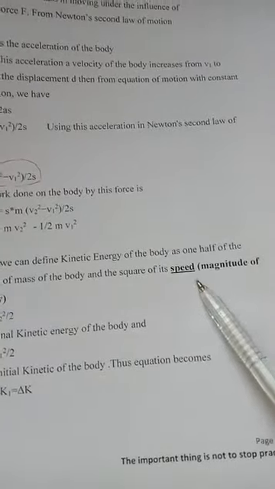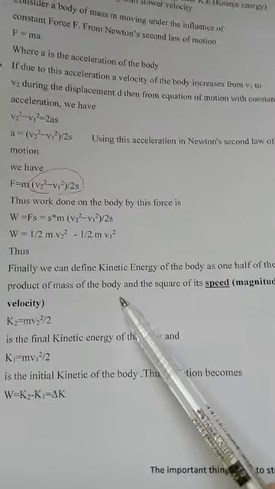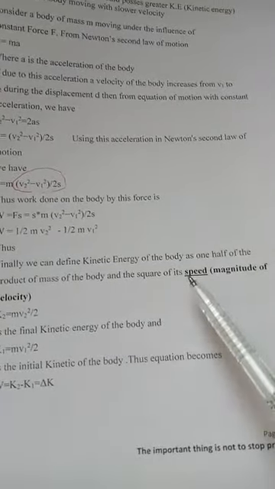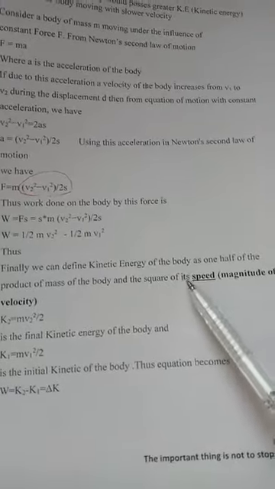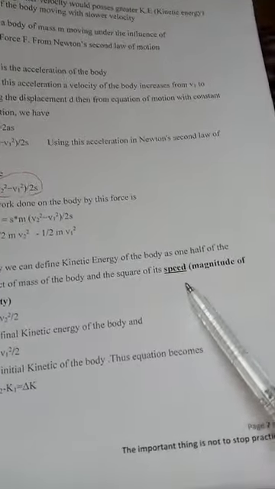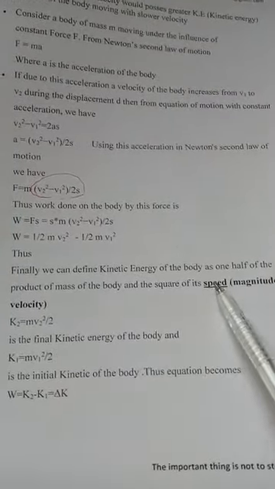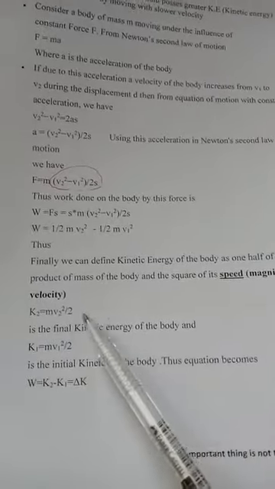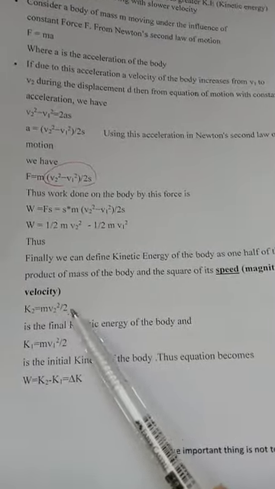Here, this speed is the magnitude of velocity. That means if you are given velocity in, for example, vector form or component form, to apply the kinetic energy equation you have to use the magnitude of that velocity. Keep this in mind. We'll see an example. So kinetic energy 2 is equal to mass times velocity 2 squared over 2.